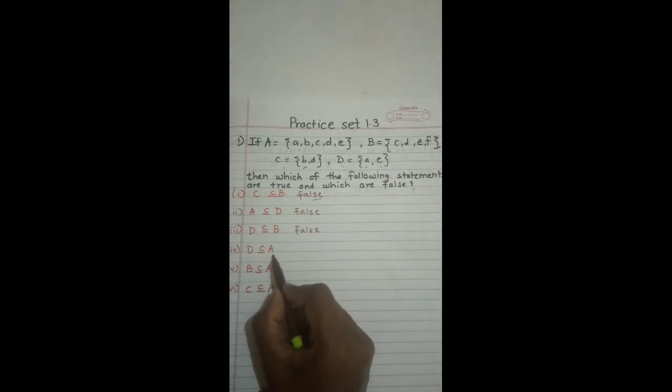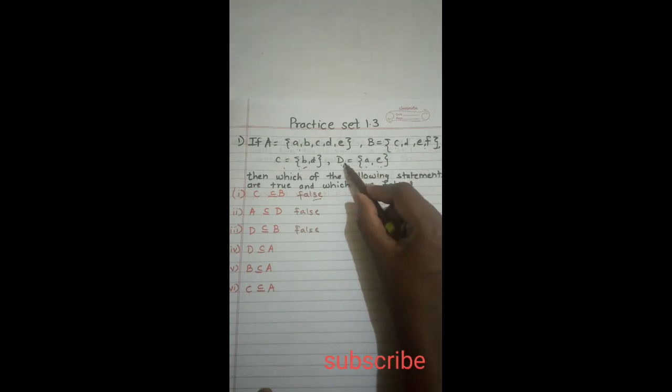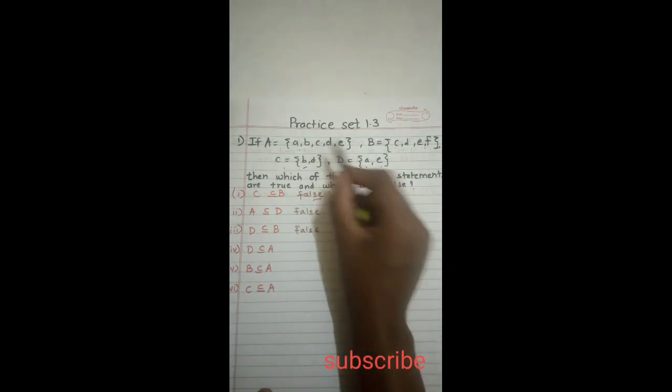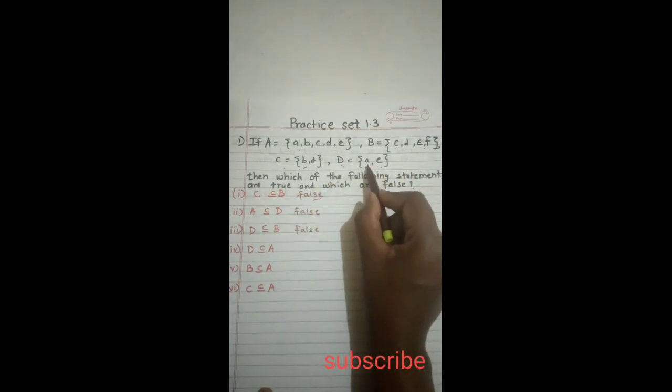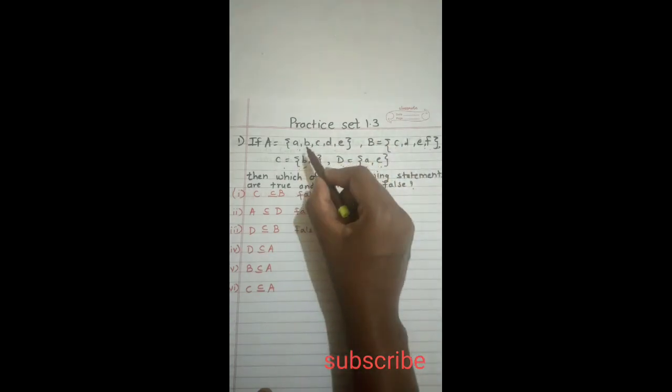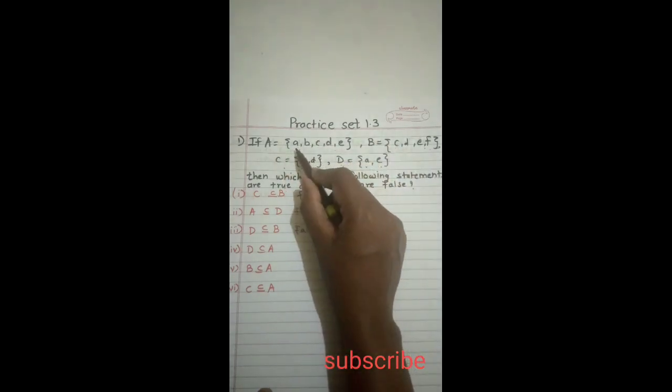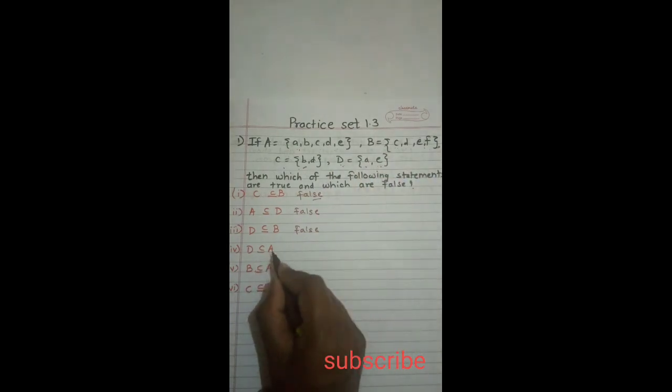D is a subset of A. Where is D? All elements of D, A and E, are they in A? Yes, A and E. So D is a subset of A.